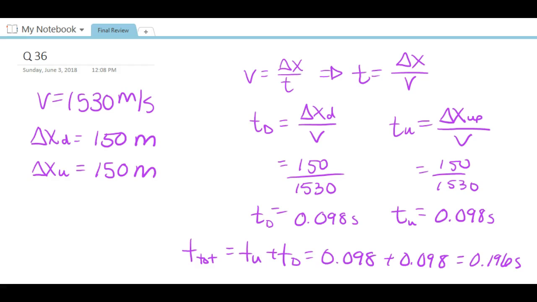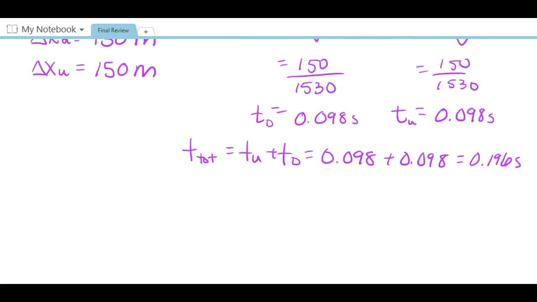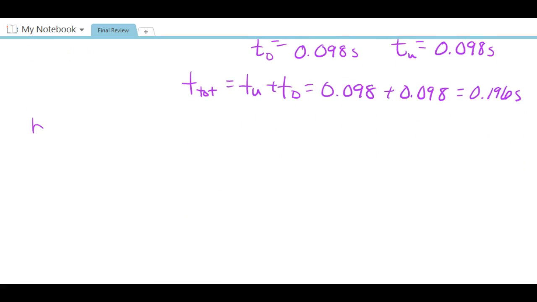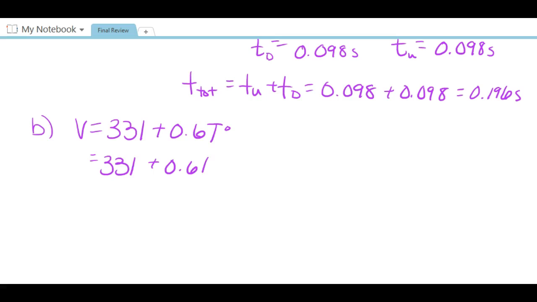And part B is asking for how long it would take this sound wave to travel in the same temperature air. So since we're in air, we have to use the speed of sound in air equation to calculate the velocity at that temperature. So 331 plus 0.6 times the temperature is going to be the equation. So we're going to do that with the temperature of 25 degrees Celsius, ultimately getting us a velocity of 346 meters per second.